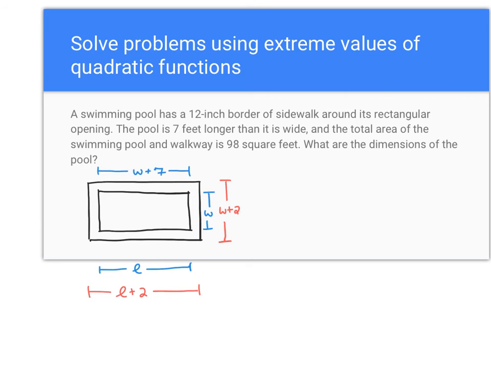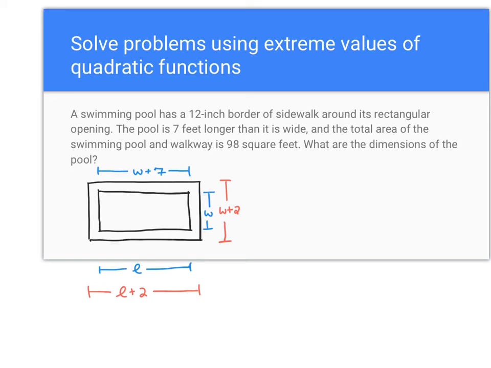L and W are each measured in feet, right? But then the sidewalk is 12 inches, which is 1 foot. So for this length right here, this side is L. Then you're adding 1 foot here, and you're adding 1 foot over here. So this total side here would be the length of the pool plus 2 feet. This would be the width of the pool plus 2 feet.